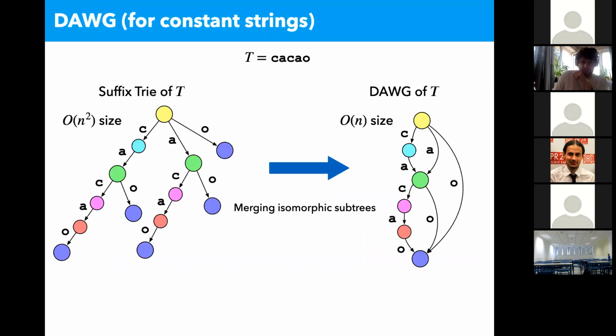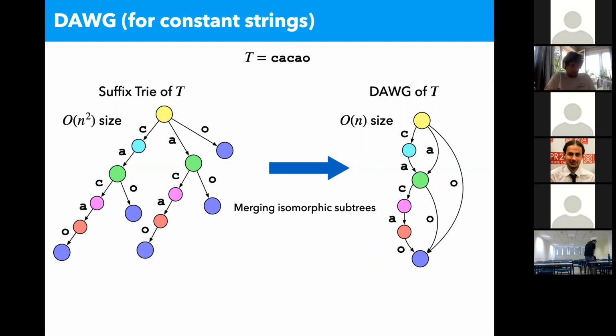Let's briefly review the DAWG for our usual constant strings. The DAWG is obtained from the suffix trie by merging isomorphic subtrees. Here, nodes of the same color dominate the same subtrees, like these and these. So merging those nodes, we get this DAWG.